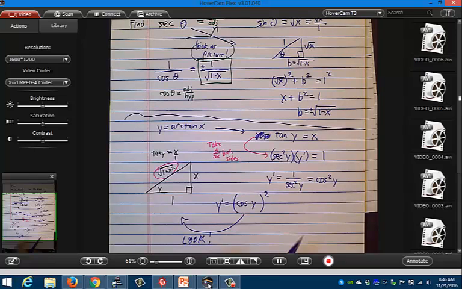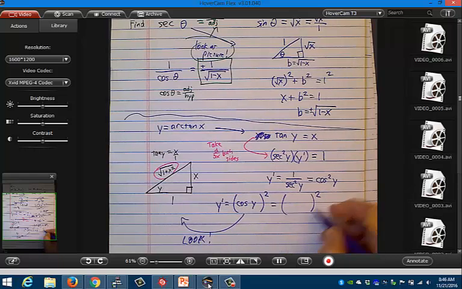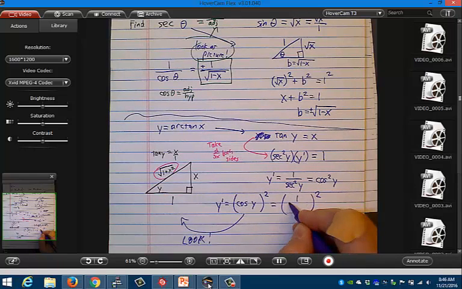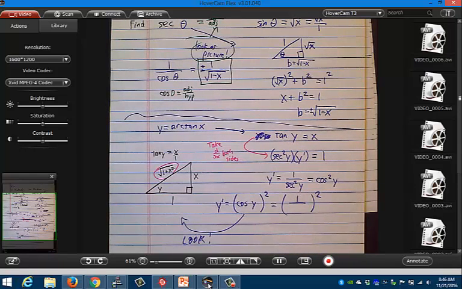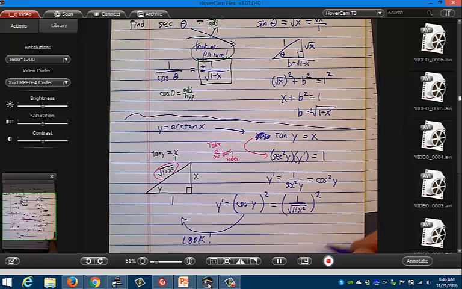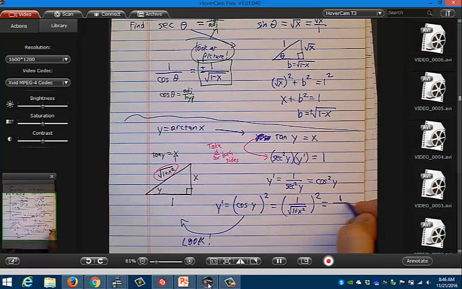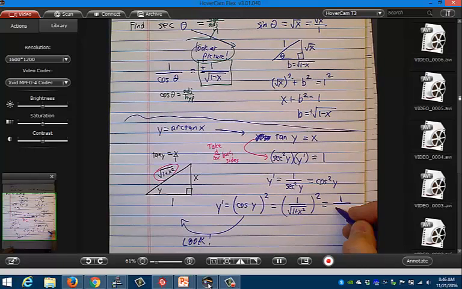So for the cosine, it's adjacent over hypotenuse, right? So this is equal to what squared? 1 over radical 1 plus x squared. And so I get 1 over 1 plus x squared. Cool.